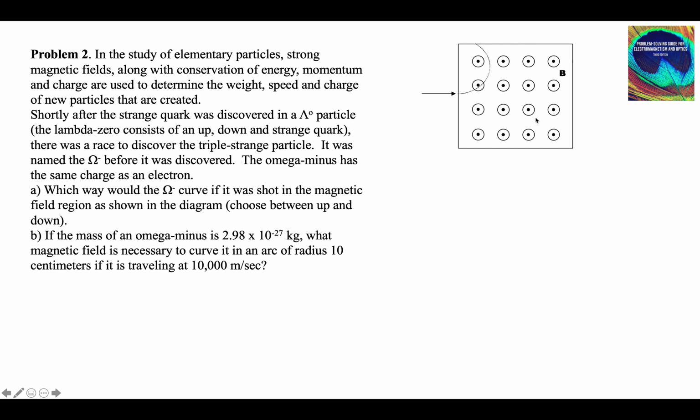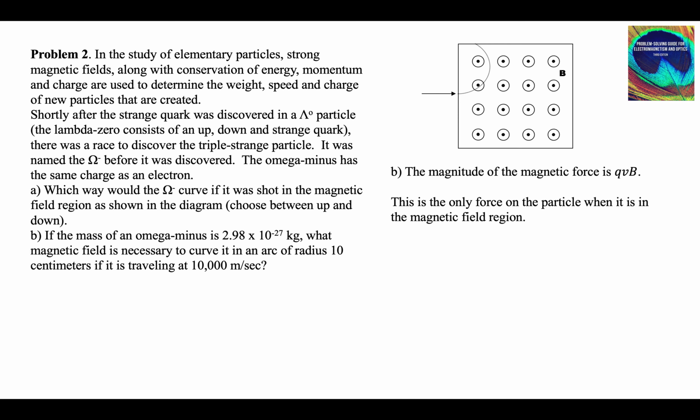That's part A. Part B, the mass of the omega minus is 2.98 times 10 to the minus 27th kilograms. What magnetic field is necessary to curve it in an arc of a radius 10 centimeters if it is traveling at 10,000 meters per second? The magnitude of the magnetic force is QVB, and it's the only force on the particle when it's in this magnetic field region.